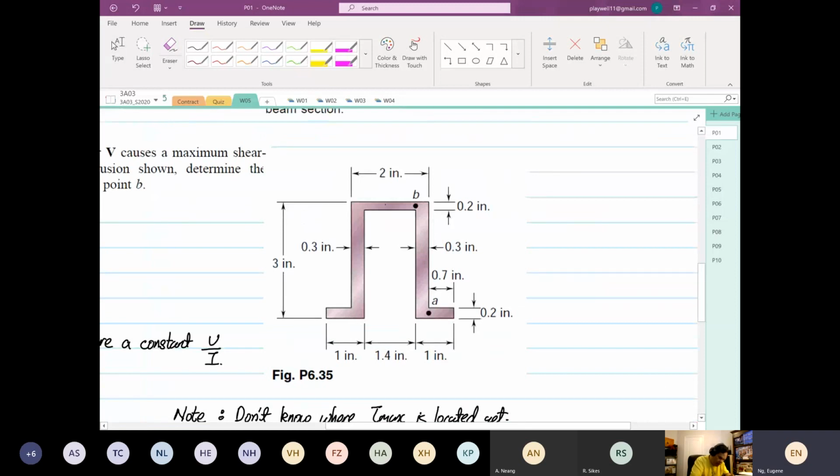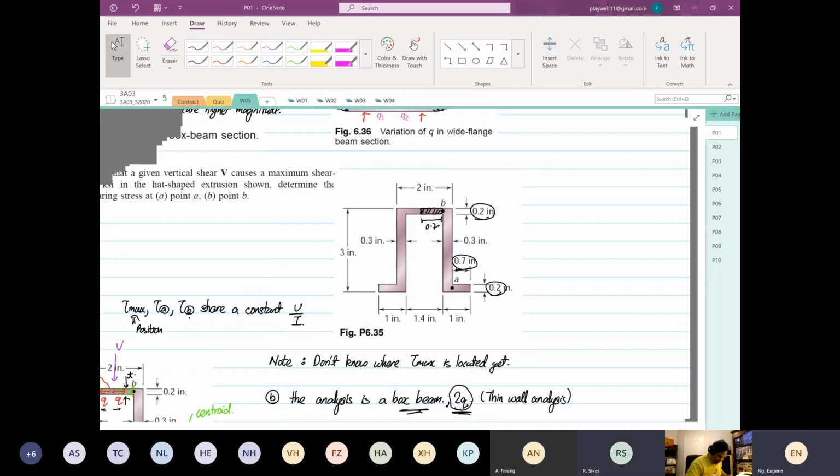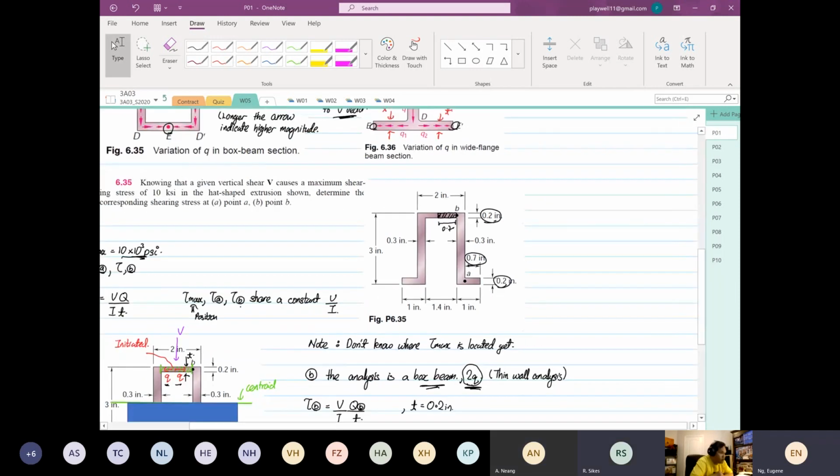If you just take this area over here, you just take the area from where it initiates. This is also 0.7, and then the thickness is also 0.2. Okay, for this case, not always the case, just a coincidence. Right, that's clear now? Okay, thank you. So the next one, yes, Dean.